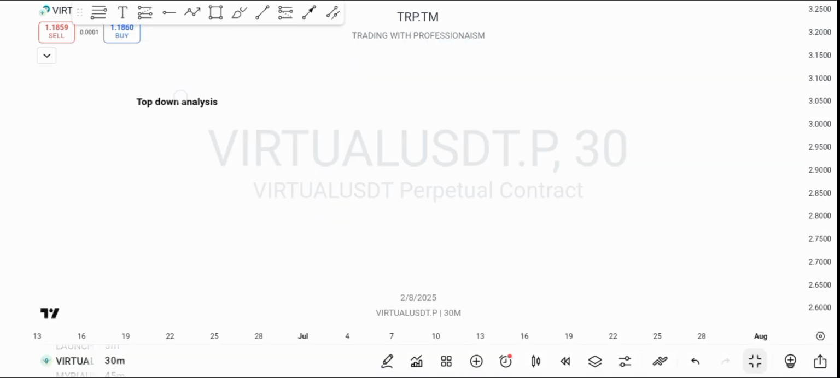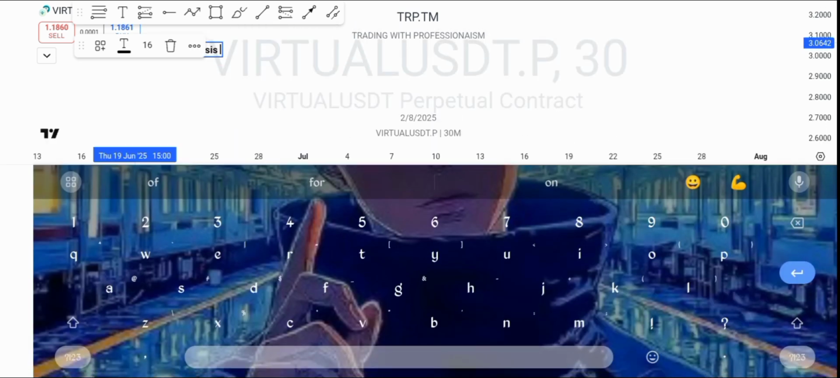You have to use the 1 day time frame. From the 1 day time frame, you drop down to the 4 hour time frame. After the 4 hour time frame, you can either drop down to the 1 hour or the 30 minutes. I usually use the 30 minutes.